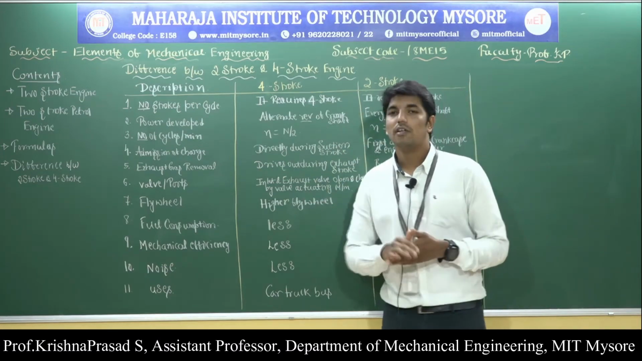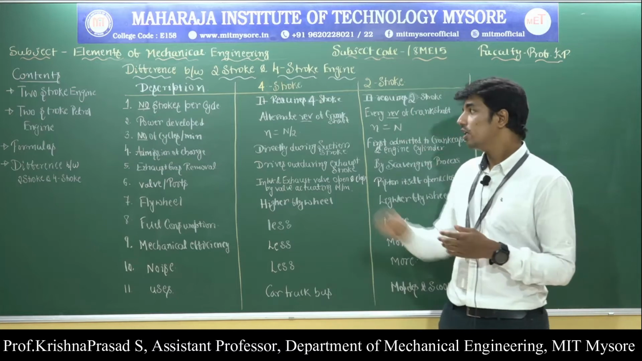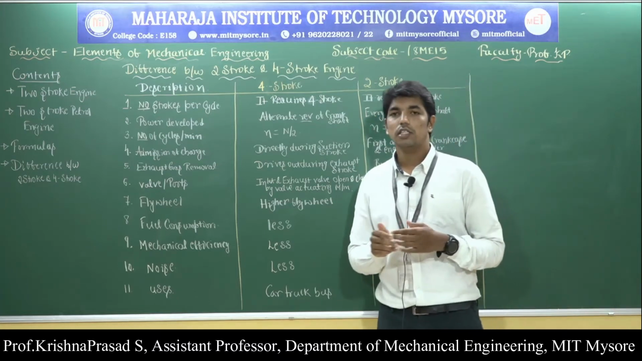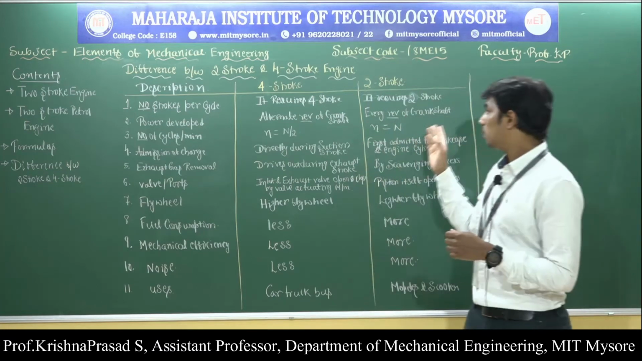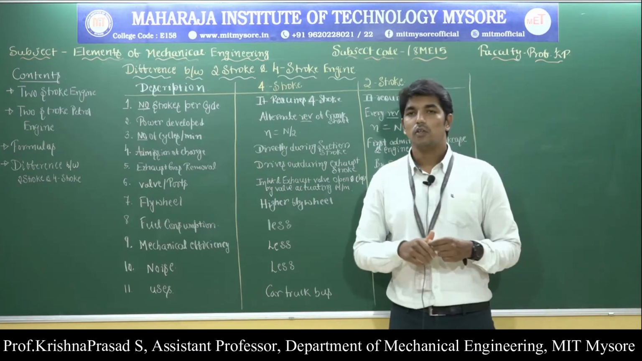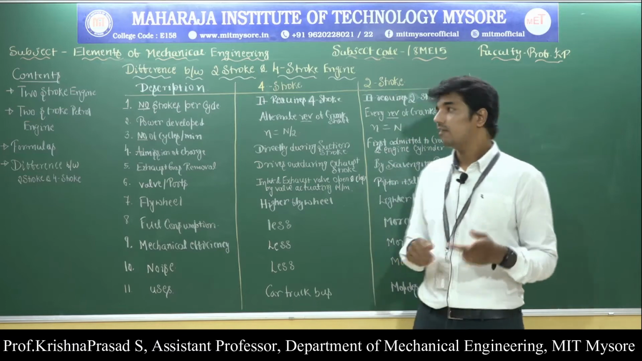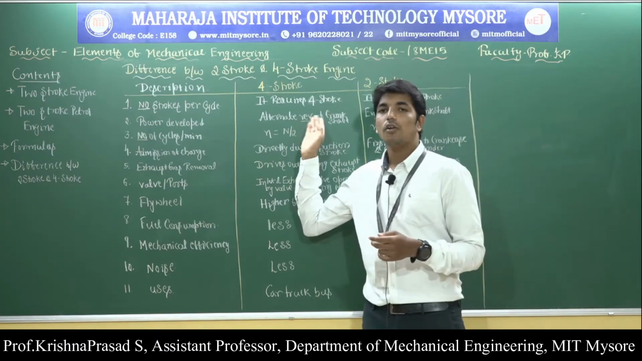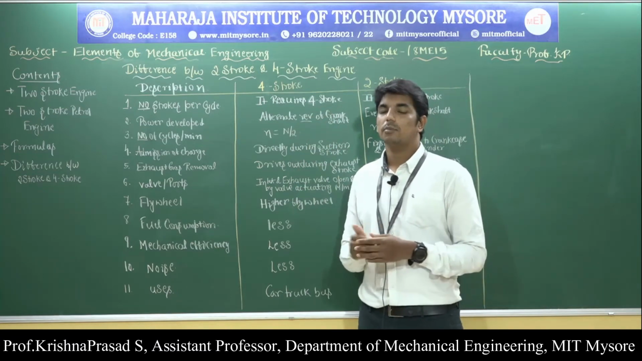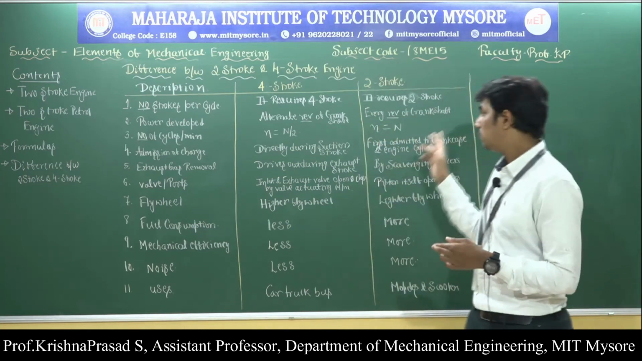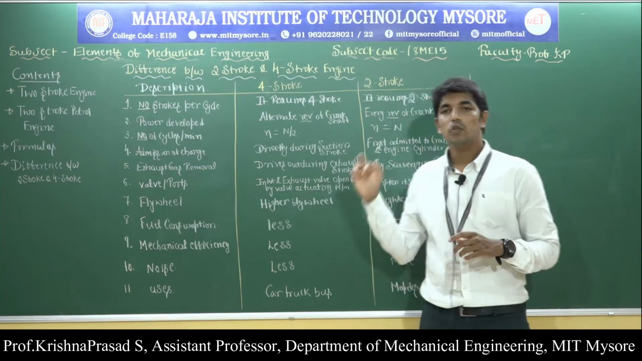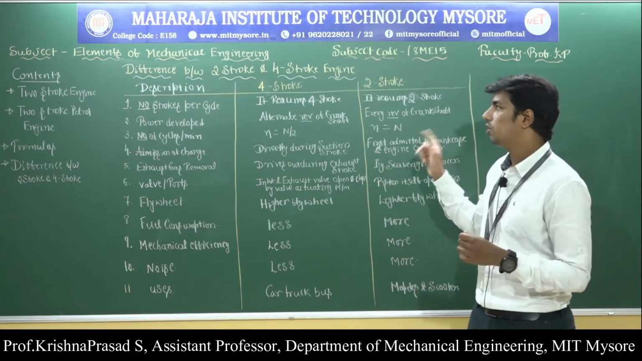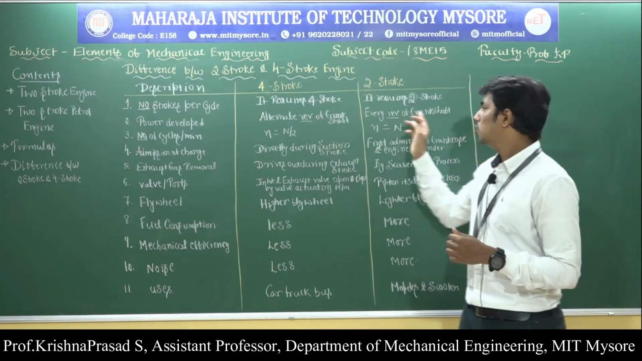The second one is power developed. We all know that in the 4-stroke engine, the working cycle is completed in 2 revolutions of the crankshaft, and in the 2-stroke engine, the working cycle is completed in 1 revolution of the crankshaft. Therefore the power is developed every alternate revolution of the crankshaft, that means 0 to 720 degrees. But in the 2-stroke engine, power is developed in every revolution of the crankshaft. That is very important in the 4-stroke engine and 2-stroke engine.